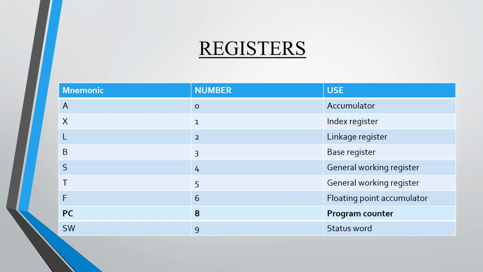And registers. This we are going to use in our problems. There are 9 registers: accumulator, index register, linkage register, base register, two general working registers, floating point accumulator, program counter, and status word. Here are their mnemonics and their numbers. Their values are given.